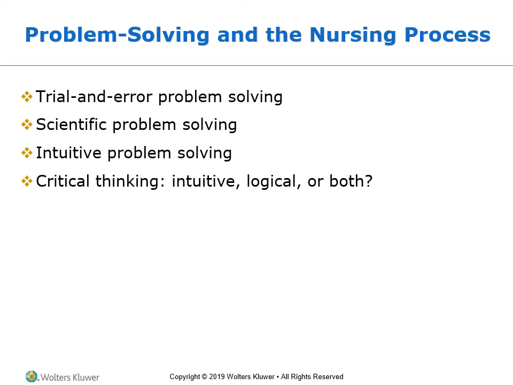Scientific problem solving is a systematic 7-step solving process. It involves the problem identification, data collection, hypothesis formulation, a plan of action, hypothesis testing, interpretation of results, and evaluation, which result in a conclusion or a revision of the hypothesis. This method is used more commonly in a controlled laboratory setting. Okay. The nursing process is an example of the scientific problem solving process.